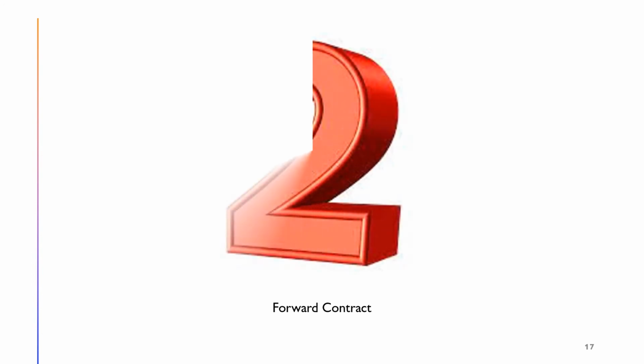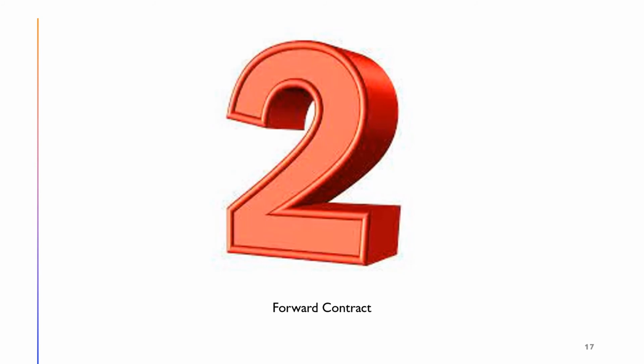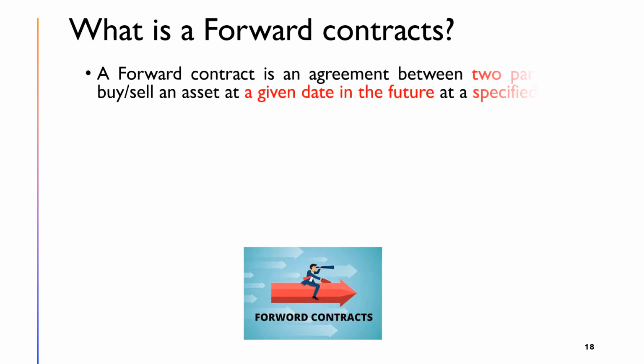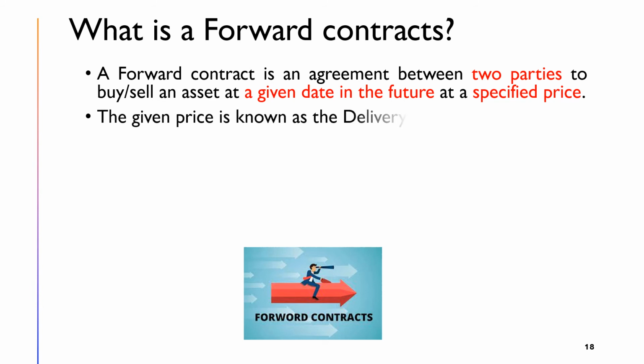Second, we are going to learn about forward contracts. A forward contract is an agreement between two parties to buy or sell an asset at a given date in the future at a specified price. The given price is known as the delivery price.